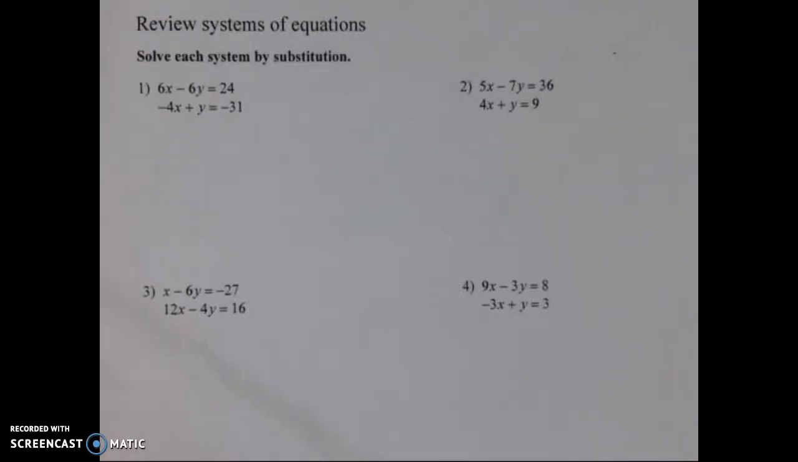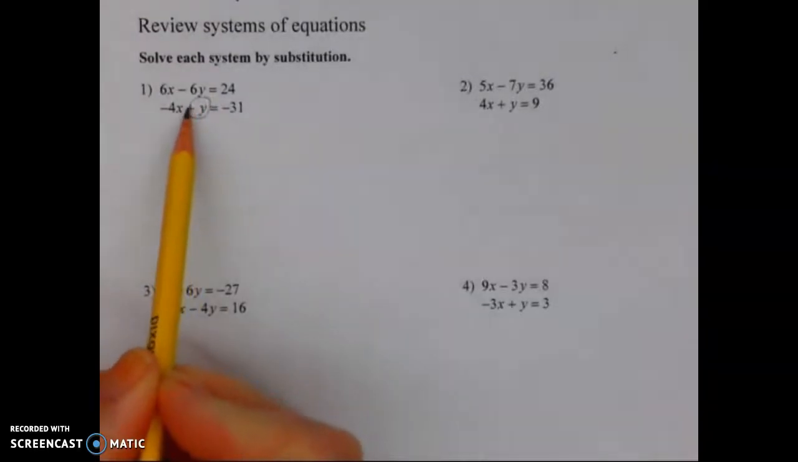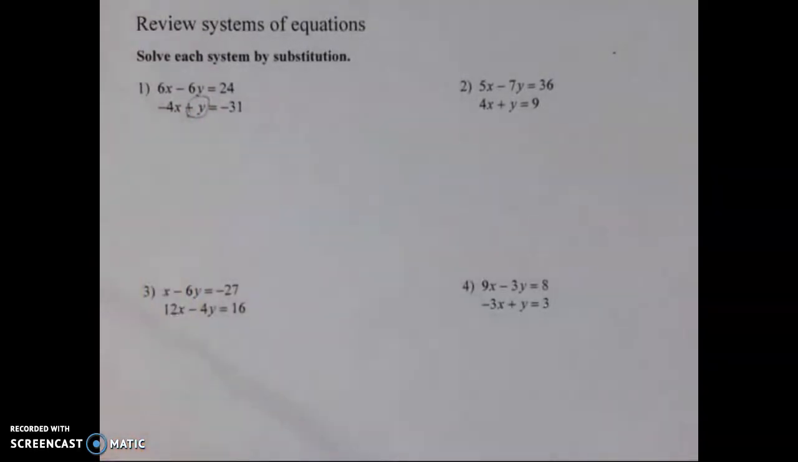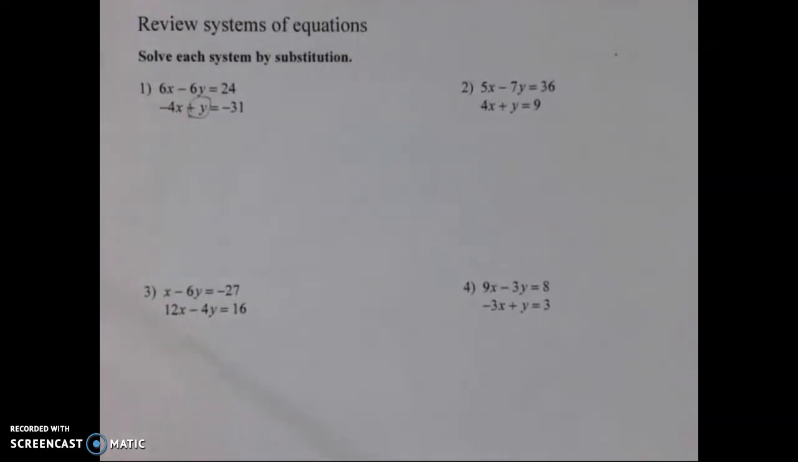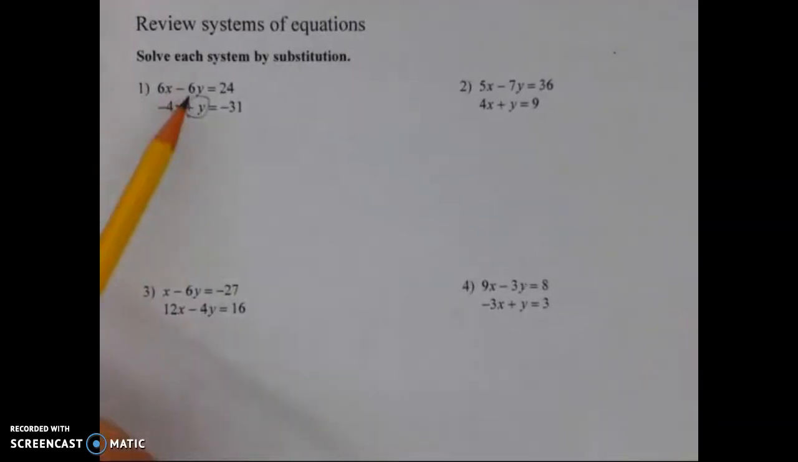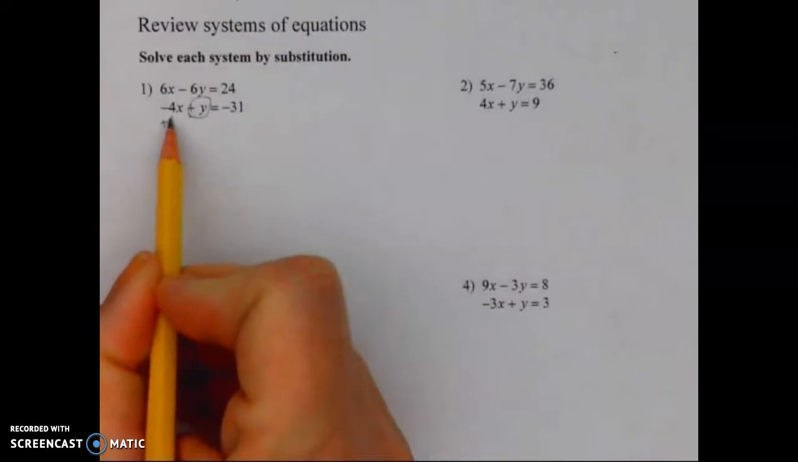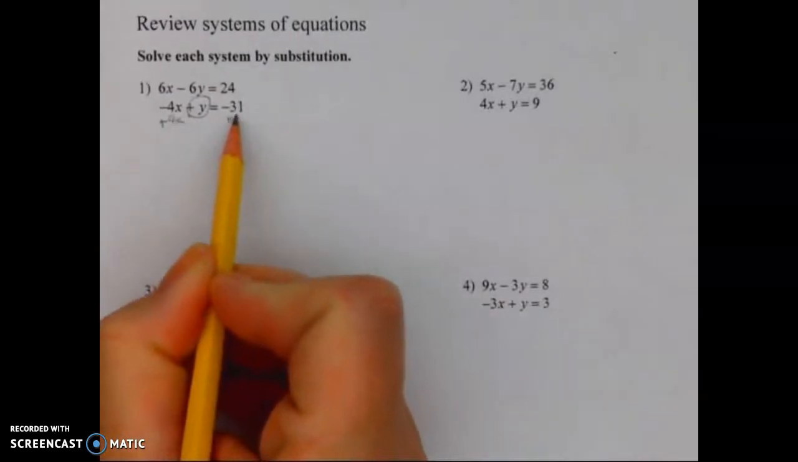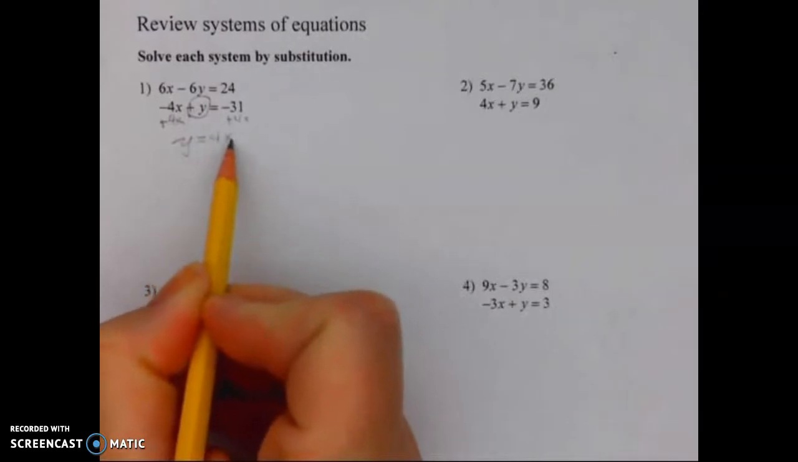The process of substitution is to choose a variable and isolate it. For example, I'm going to choose this y right here. I'm going to solve for that y, and then I'll take whatever value I have and substitute it into the opposite equation. So I'm going to solve for this y. Add 4x to both sides. I get y equals 4x minus 31.